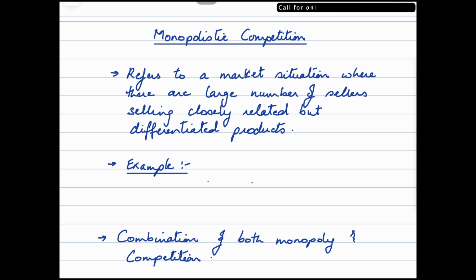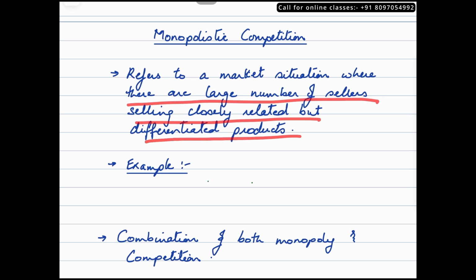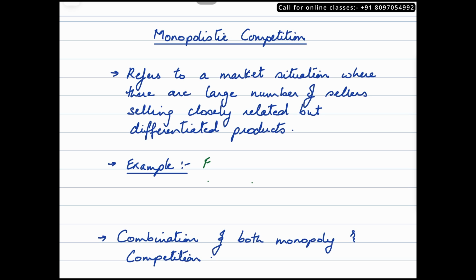So monopolistic competition is a market situation where you would see a large number of sellers selling close but differentiated products. A very good example of this would be FMCG commodities. FMCG commodities are basically called fast moving consumer goods. For example, soaps, toothpastes, biscuits, so on and so forth.